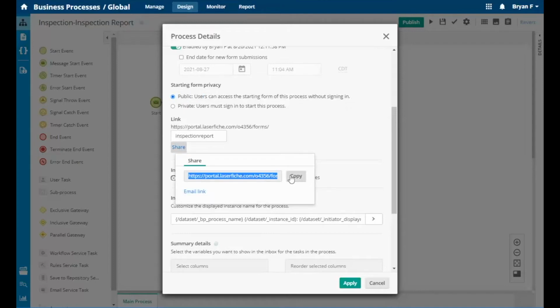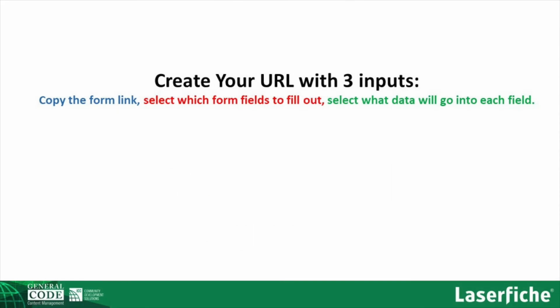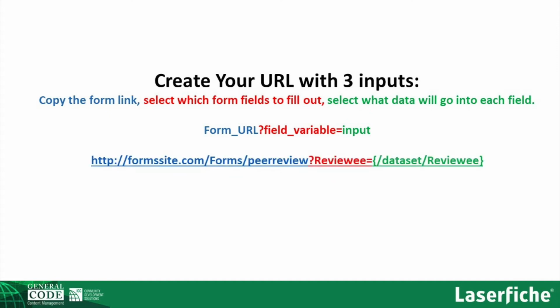We want a link that dynamically pre-populates the form with our metadata. We do this with the original form link, the fields we want to fill out, and then the variables that go into each field. Put another way, form URL, variable equals input. Or in this example for a peer review, you see the blue link, the question mark, and the form field variable in red equals, and the metadata variable in green.